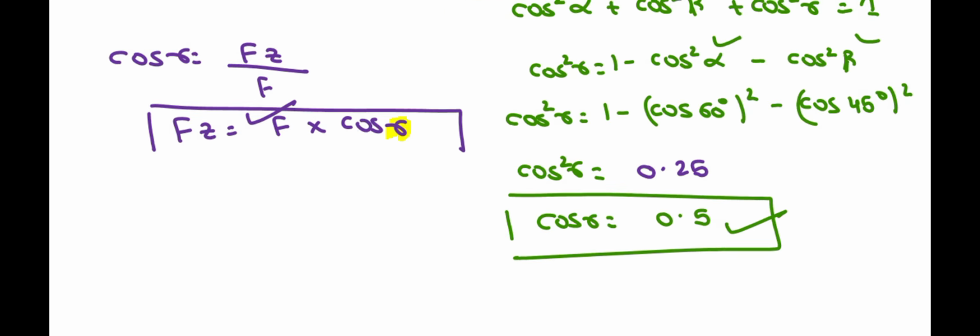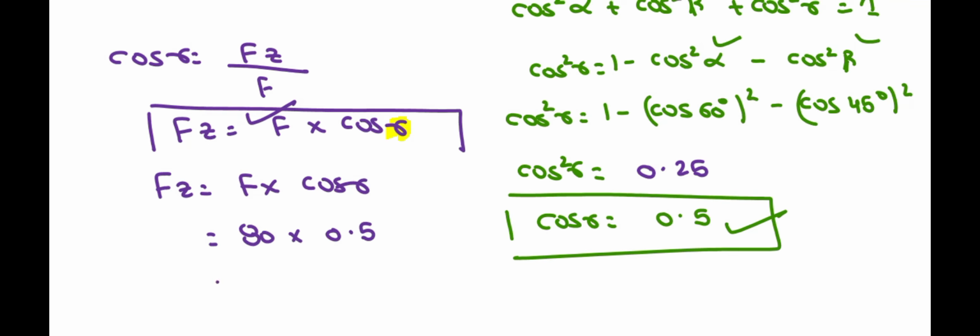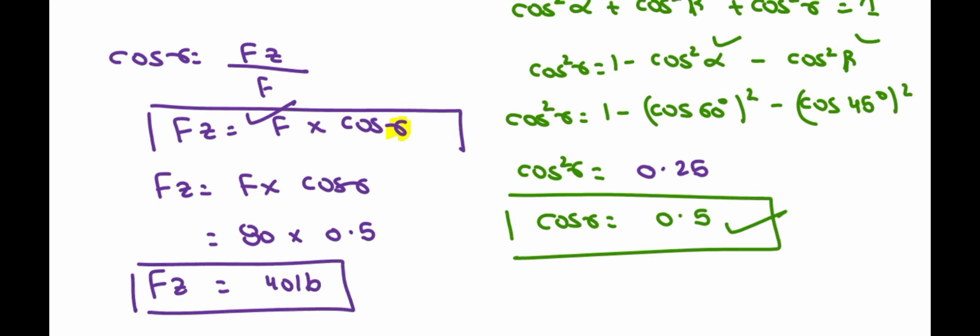So Fz equals F into cos gamma. The value of F is 80, and cos gamma is 0.5, so Fz is 40 pounds. This is the value of Fz. So we have successfully found the values of Fx, Fy, and Fz. Now the question has been solved here, and your concept too.